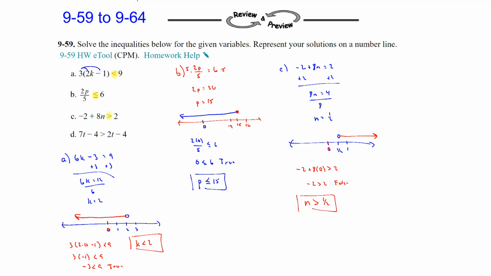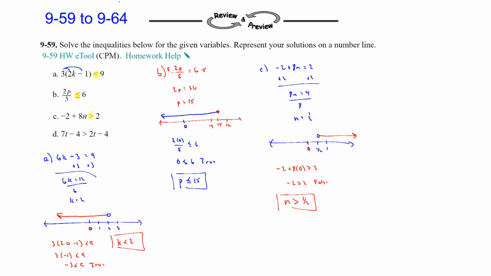All right, and then our last one, D, 7t minus 4. Find our boundary point by setting it equal to 2t minus 4. Solve the equation. We have 5t minus 4 equals negative 4. Add 4 to both sides. Anytime you have multiple variables, you want to get the variable on the same side and the constant on the other. And so it looks like our boundary point on this one is at 0.